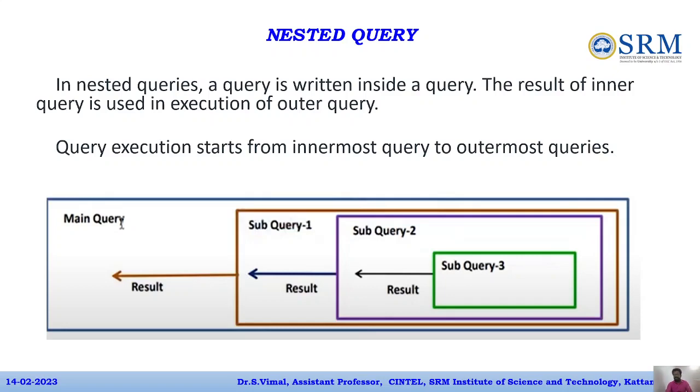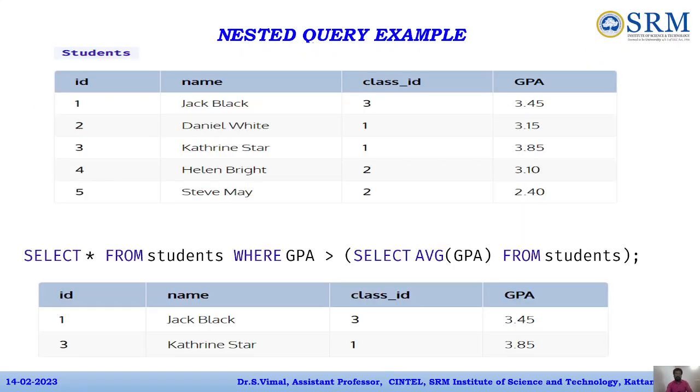So in this diagram, we can very easily understand what a nested query is. Here I have subquery 3, the innermost query. The result of the innermost query is given to subquery 2. The subquery 2 result is given to subquery 1. Then the result of subquery 1 is given to the main query. This is the procedure inside the nested query process.